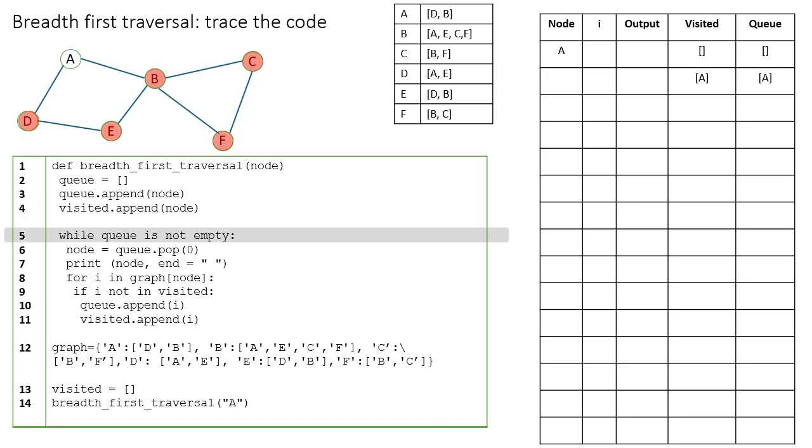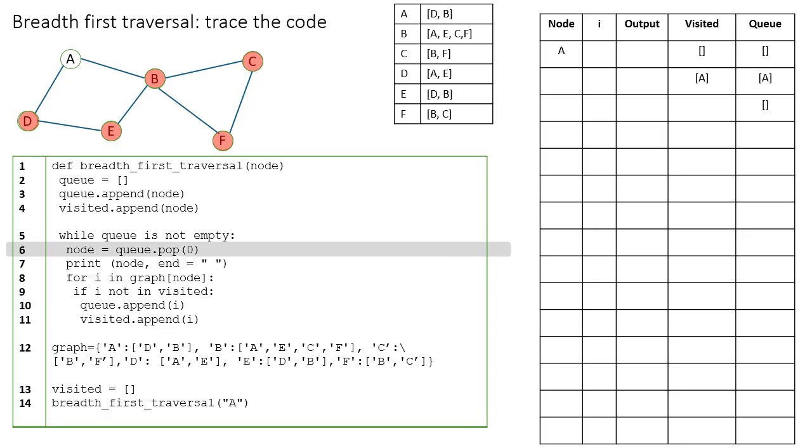We then enter our while loop. At the moment, the queue is not empty and we'll remain in this while loop until the queue becomes empty. Next stage is to dequeue the first value. Then we output that value. And then from A, we are going to visit the nodes which are adjacent to it, which is B and D.